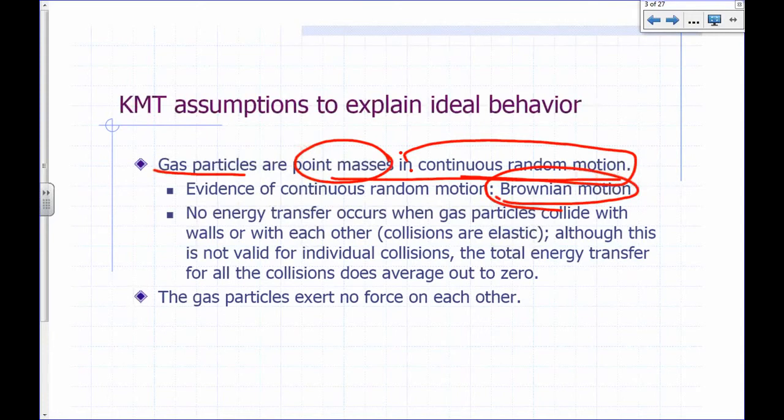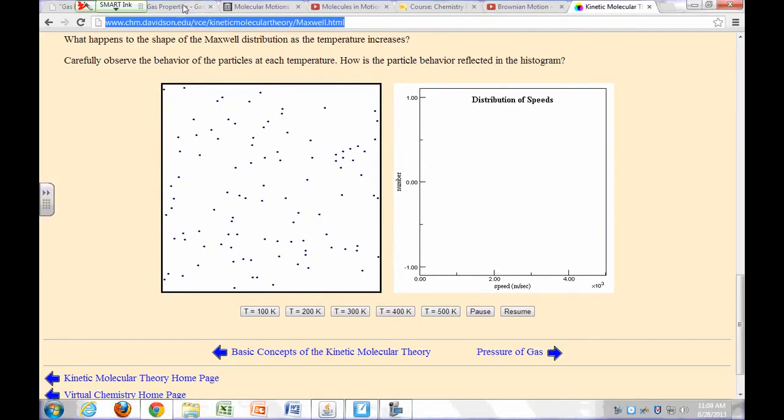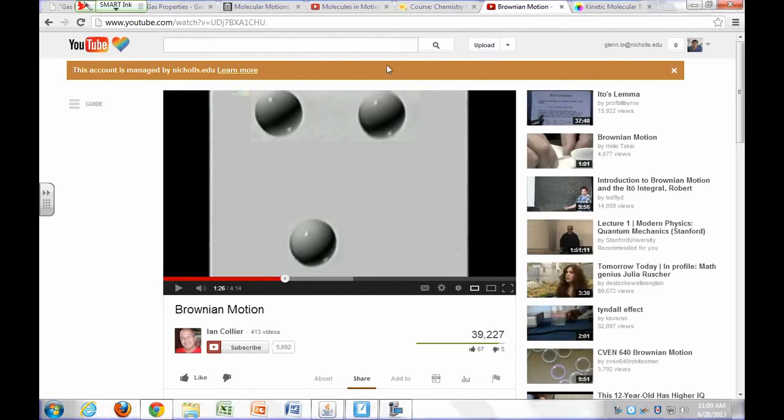There's a couple of videos that you might want to look at on YouTube to explain Brownian motion. Let me see if I can pull those up for you. Right here, this video called Molecules in Motion. I put a link to this in the Moodle course site. And here's another one on Brownian motion that you can look at.